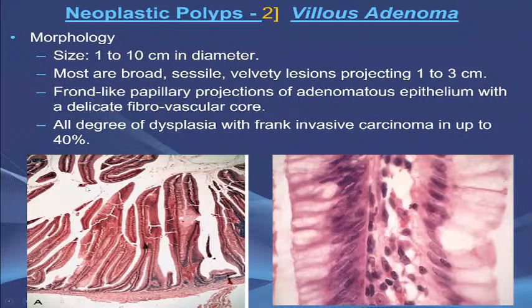And for the villous adenomas, the degree of dysplasia to frank carcinoma is up to 40%. So that's why they are an important lesion because of the malignant potential. 40% will have dysplasia all the way to frank invasive carcinoma. So it's a polyp that we take very seriously.